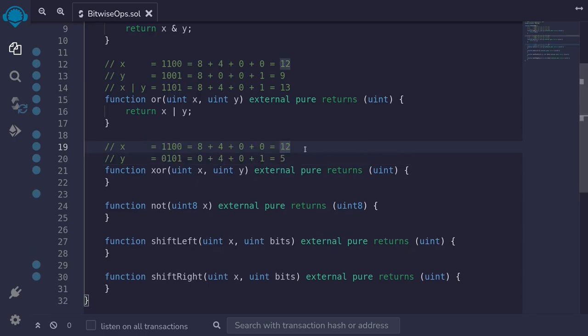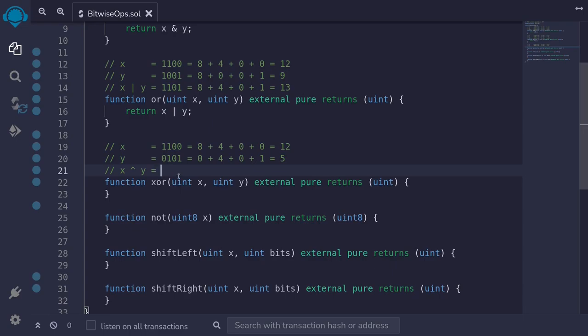For example, let's say that the first input x is a 12 and the second input y is a 5. 12 we can write as 1100 and 5 we can write as 0101. So what is x XOR y? The XOR operator returns a 1 only if one of the bits is equal to a 1. Starting from the left, we have a 1 and a 0. So the XOR of 1 and 0 is a 1.